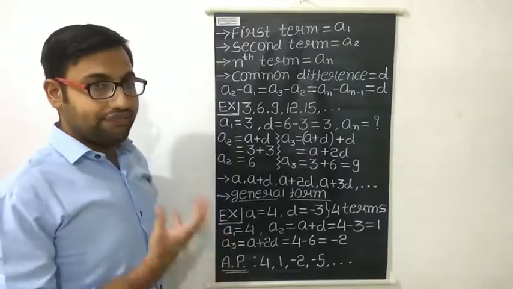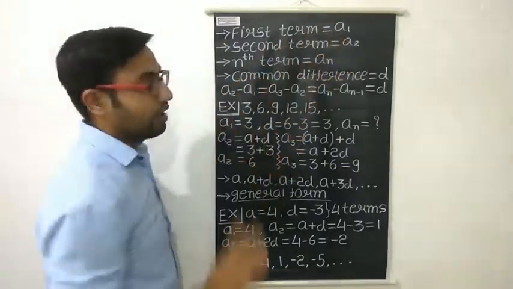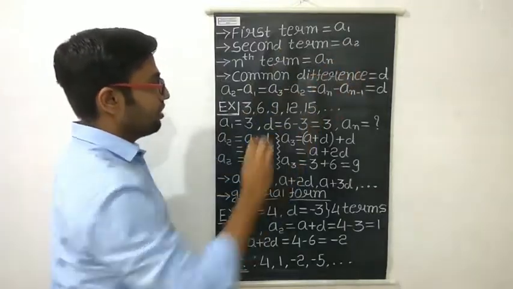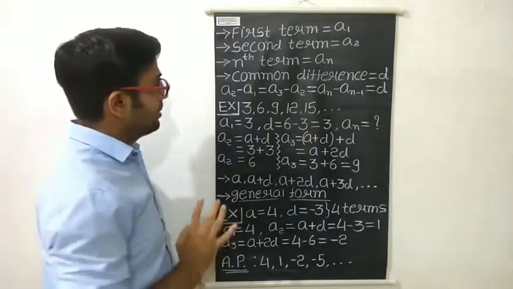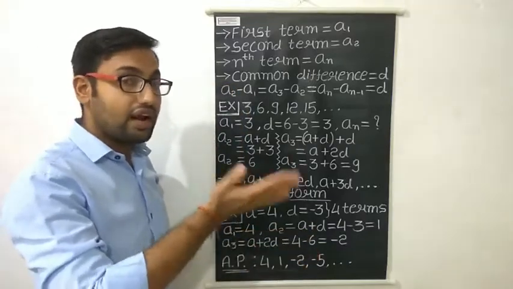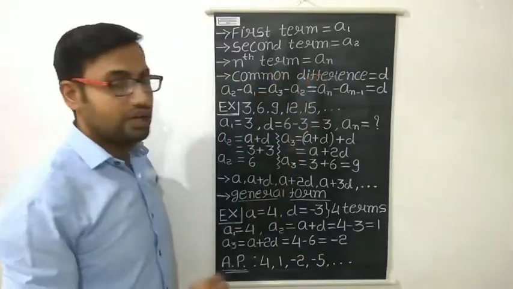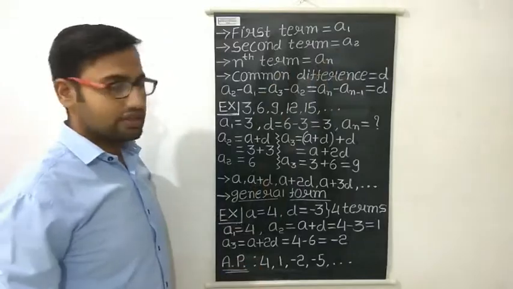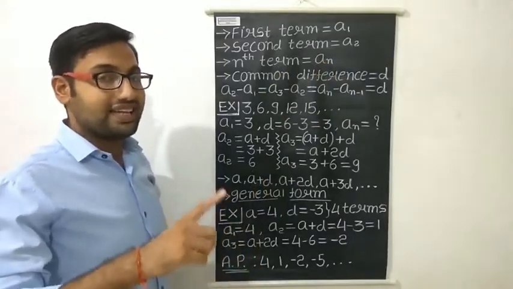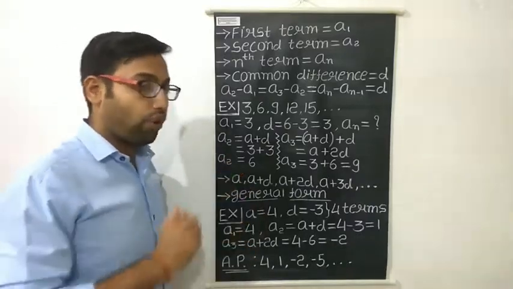Okay, so let us study further about the arithmetic progression. Suppose the first term of the arithmetic progression, we denote as A1. For the second term, we will use the notation A2. Suppose there are many terms we don't know and there are n terms. For the nth term, we will use the notation An. Likewise, the third term is A3, and the fourth term is A4.